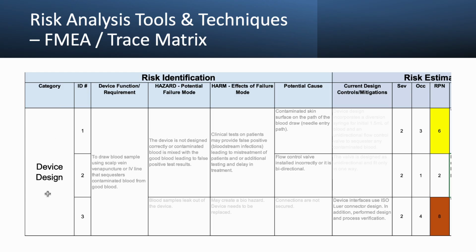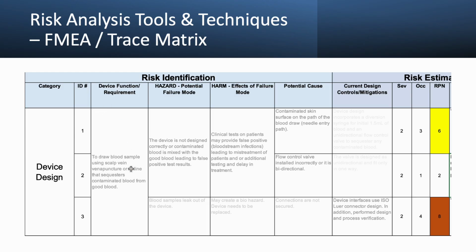Category, first column is the category, device design. You can break that into even multiple categories within the design. And then you can have usability, labeling, packaging, sterilization. You can break it into many categories or sections as you need. ID, this ID can be linked to other documents like user needs, design inputs, and you can call it design input 1, 2, 3. It can be linked to your system requirements. If you call it system requirements instead of design inputs, then you can call it system requirements number 4.1, 2, 3, so on and so forth.